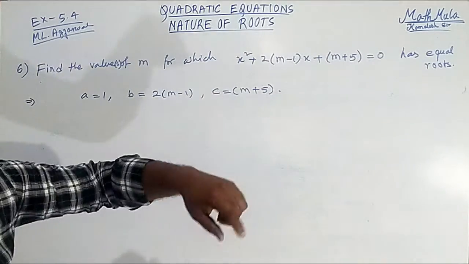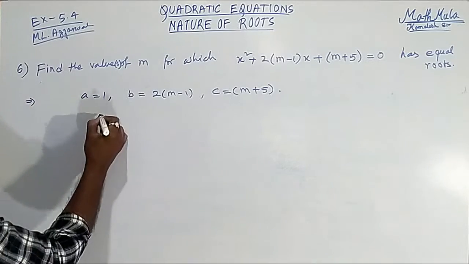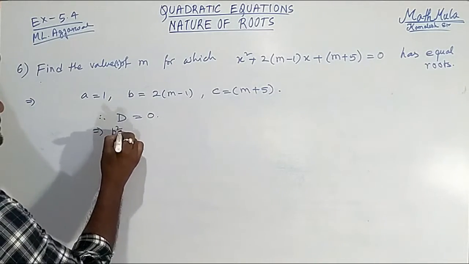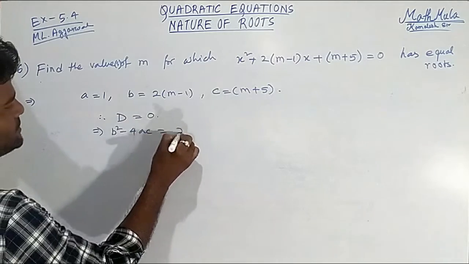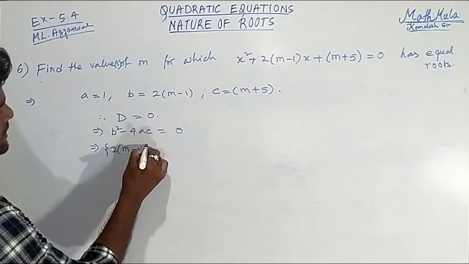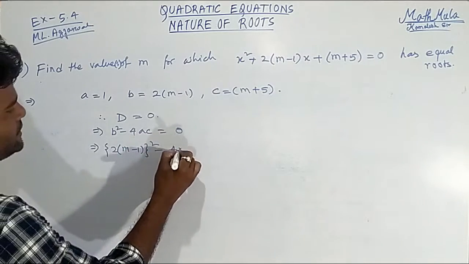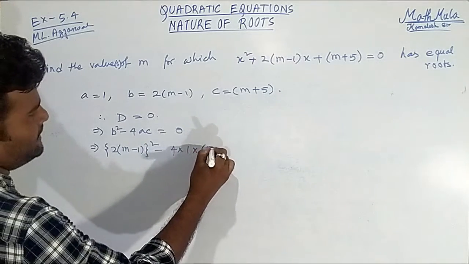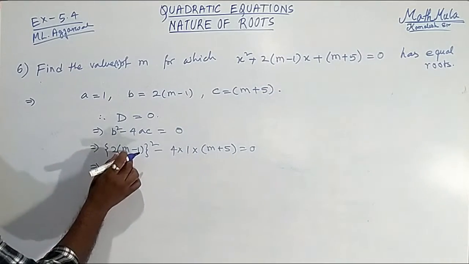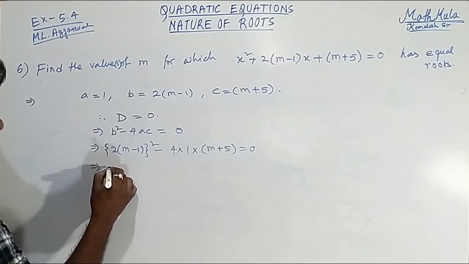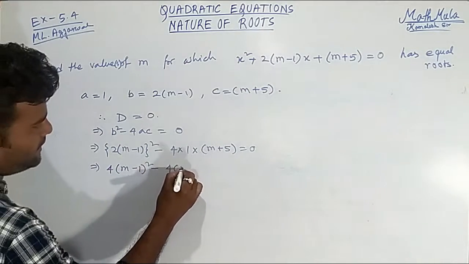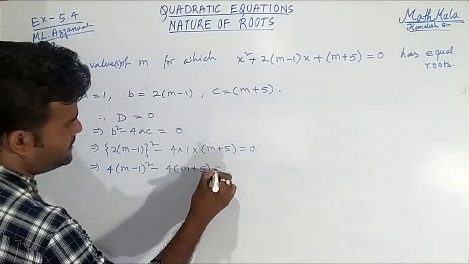Since the roots are equal, therefore the discriminant is equal to 0. That implies b square minus 4ac is equal to 0. That implies b square, that is (2(m minus 1)) whole square, minus 4 into a, that is 1, into c, that is (m plus 5), is equal to 0. Now (2(m minus 1)) whole square, we can write as 4 into (m minus 1) whole square minus 4(m plus 5) is equal to 0.